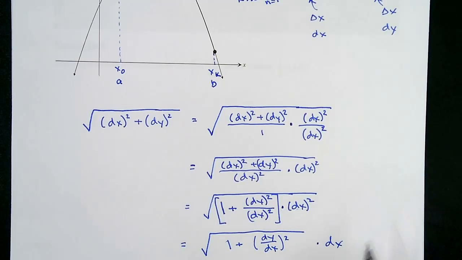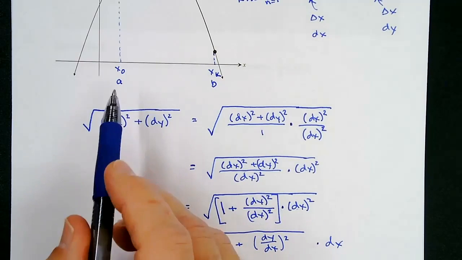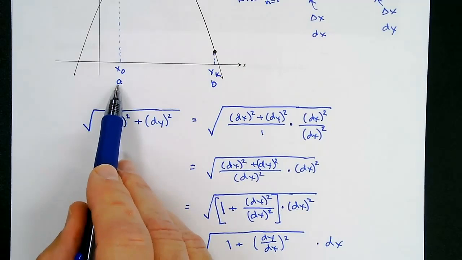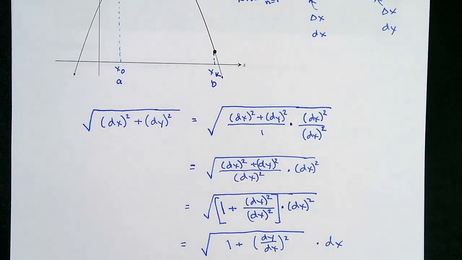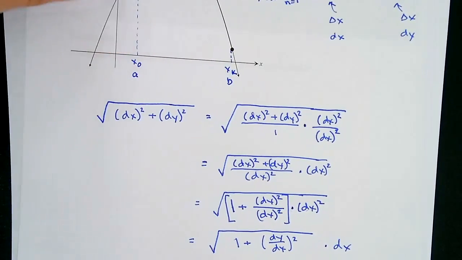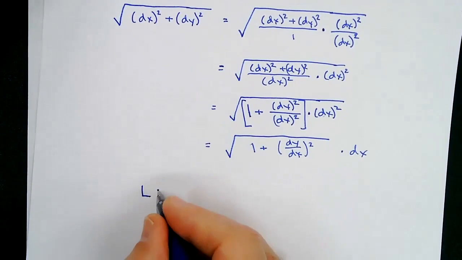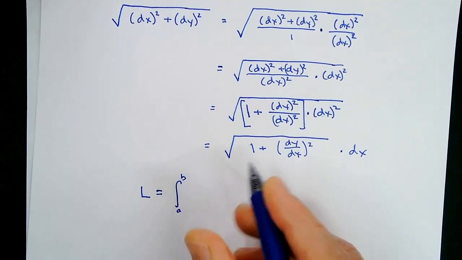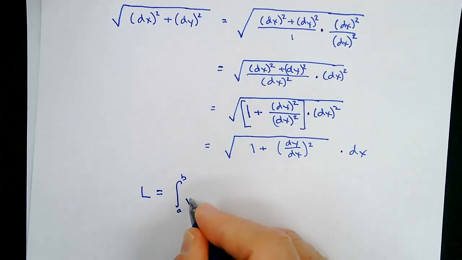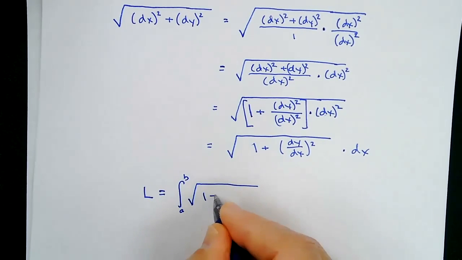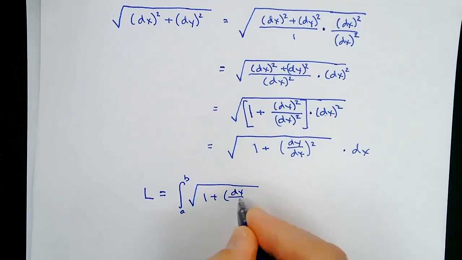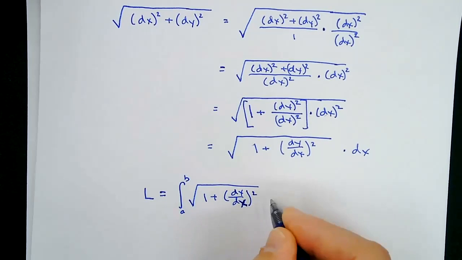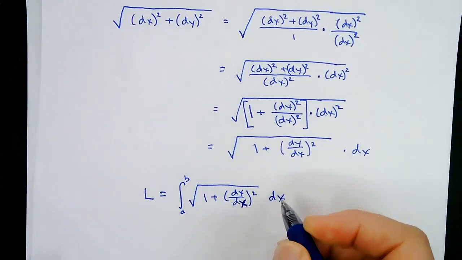And what we can do is, this is the thing that we want to integrate, and we want to start the integration at A and go to B. So actually the arc length becomes L, and let me slide this up a little bit because I just realized you guys can't see it. L equals the integral from A to B of, and this is our integrand, the square root of 1 plus dy over dx, squared, dx.